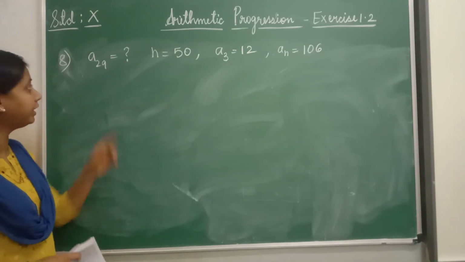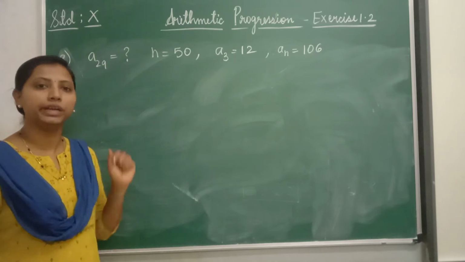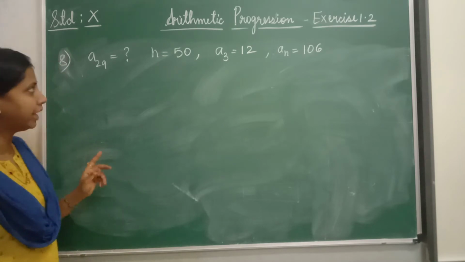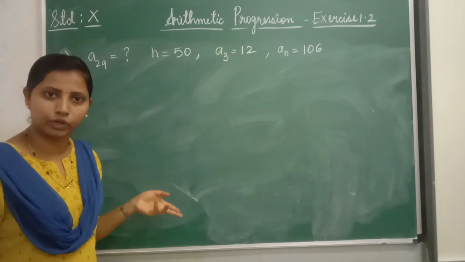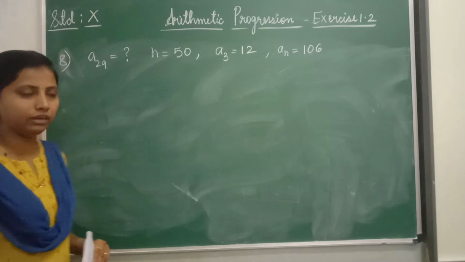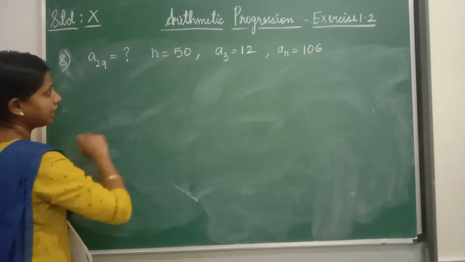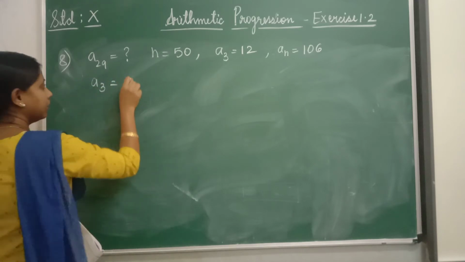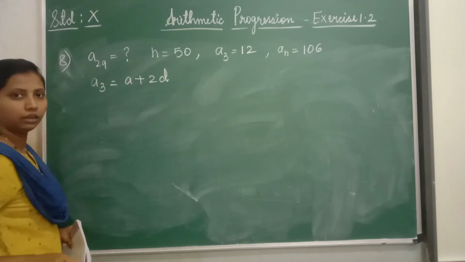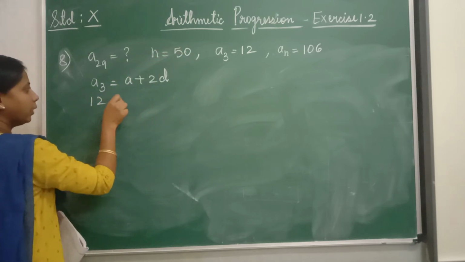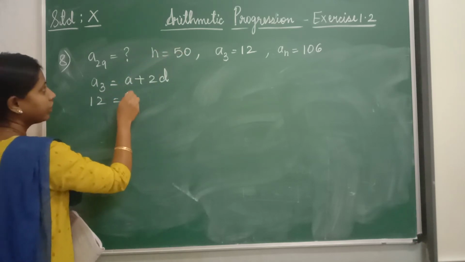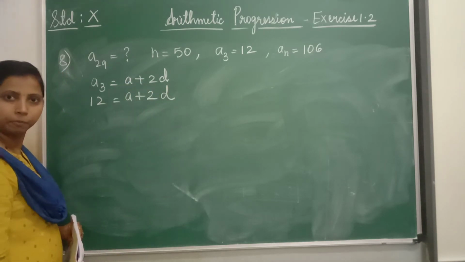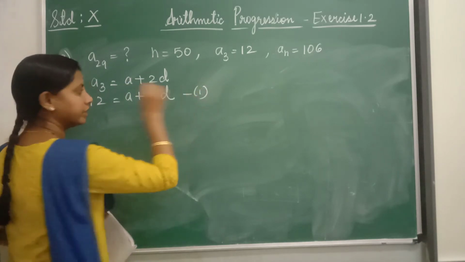So again to find the 29th term of the AP, you need the first term A and the common difference D. So to find that, use these things, frame the equations and get the value of A and D. So firstly let's take A3. How do you get A3, children? A3 is nothing but A plus 2D. A3 is given, substitute 12. A we have to find, D also we have to find. So this is the first equation.